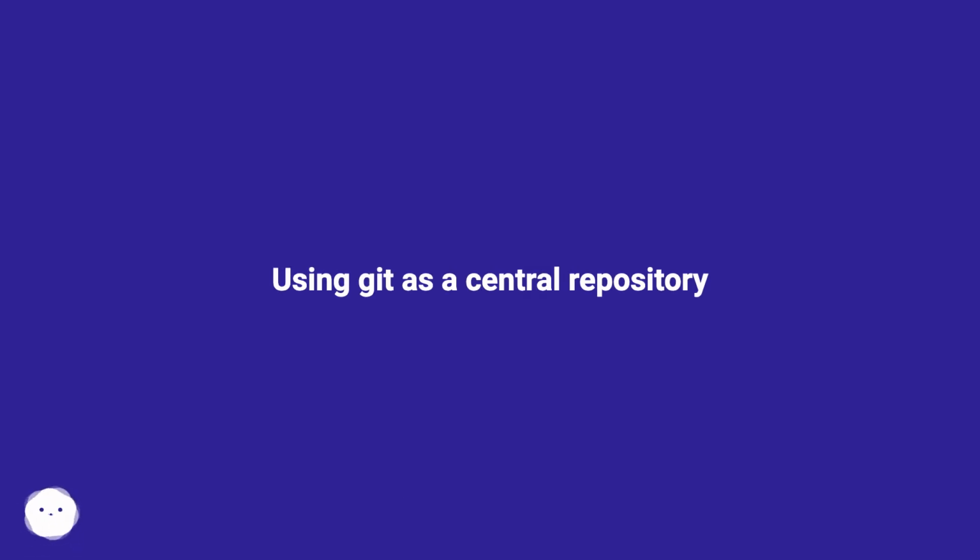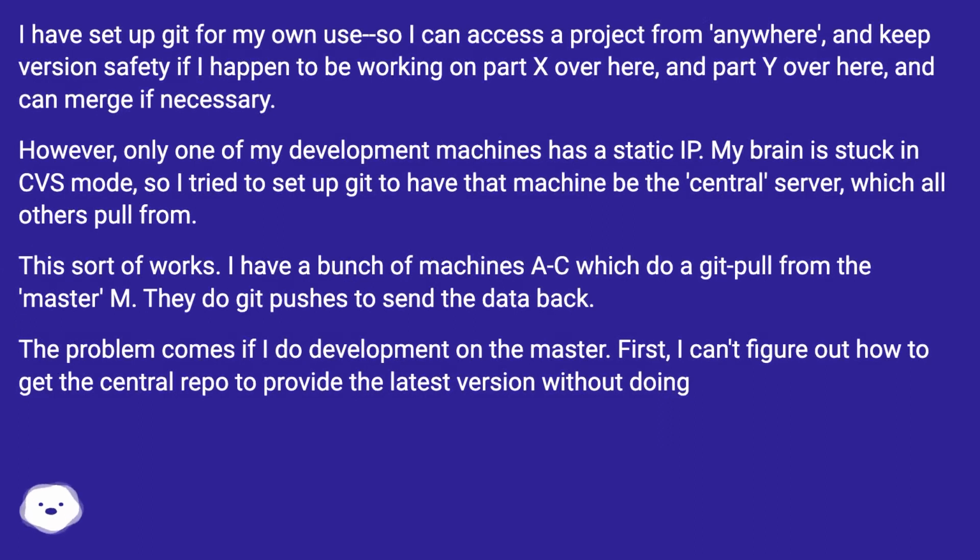Using Git as a central repository. I have set up Git for my own use so I can access a project from anywhere, and keep version safety if I happen to be working on part X over here, and part Y over here, and can merge if necessary. However, only one of my development machines has a static IP. My brain is stuck in CVS mode, so I tried to set up Git to have that machine be the central server, which all others pull from.